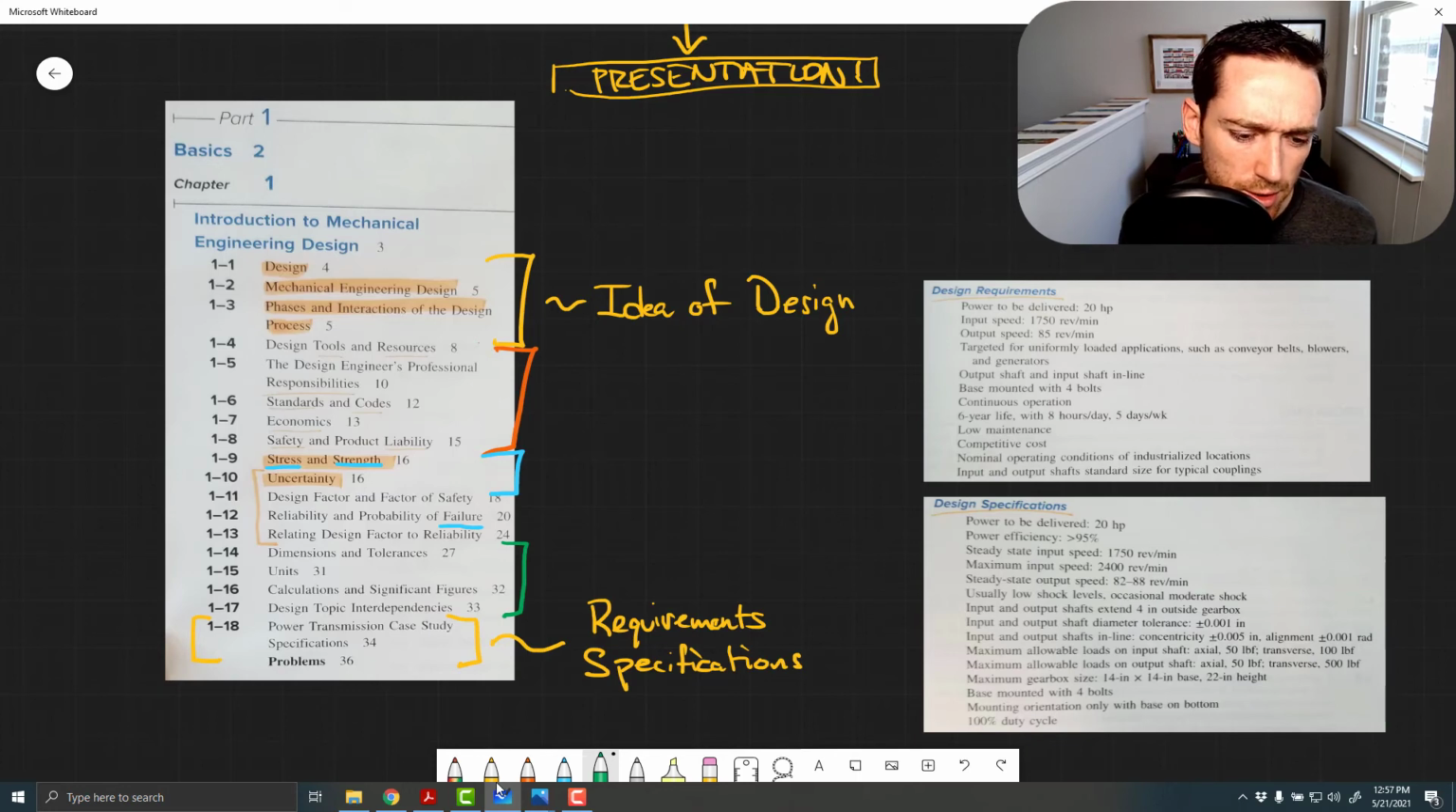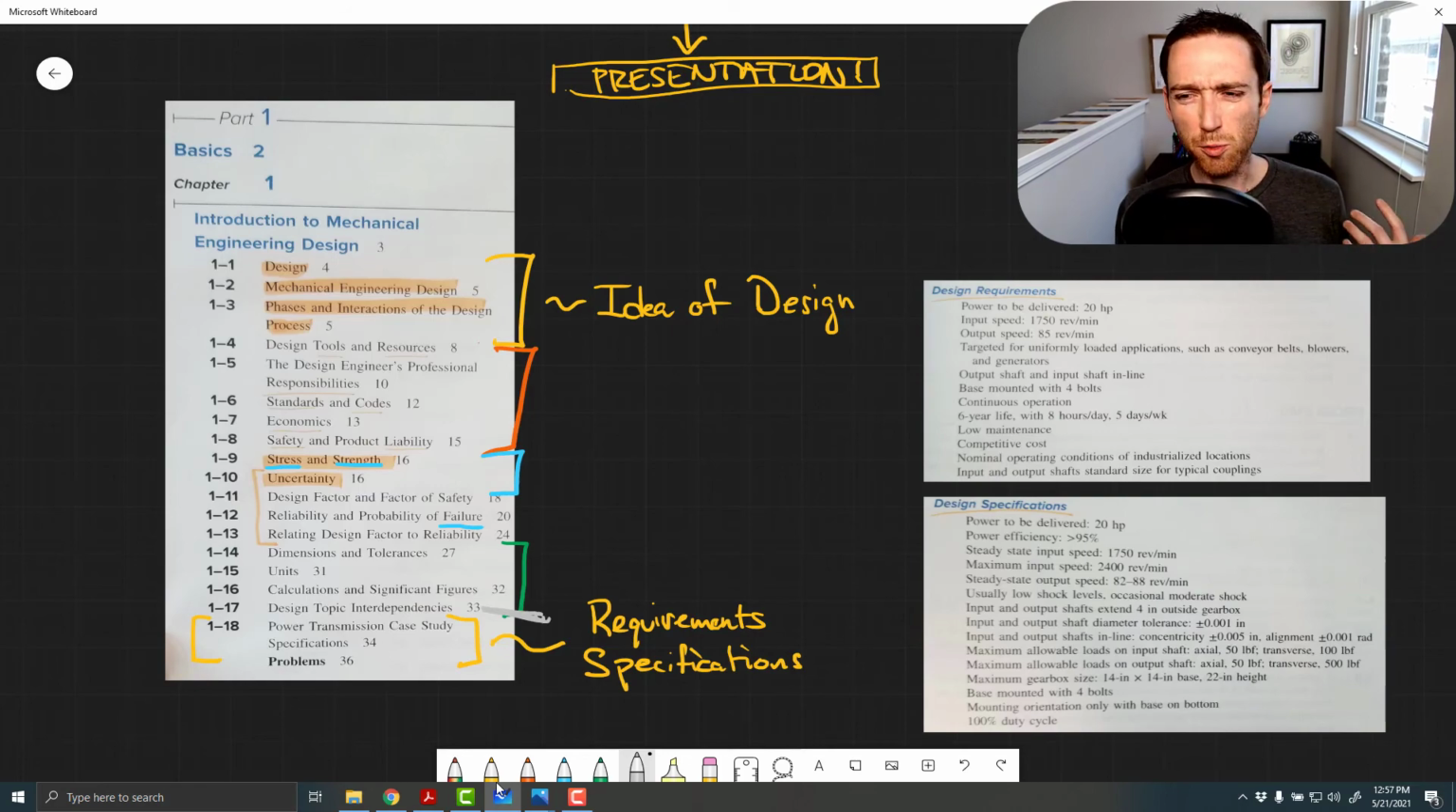there are some problems in the book that follow the text throughout different chapters. That's just to demonstrate that design has interdependencies depending on the analysis you're doing at any given moment. So that's really the rest of the chapter.